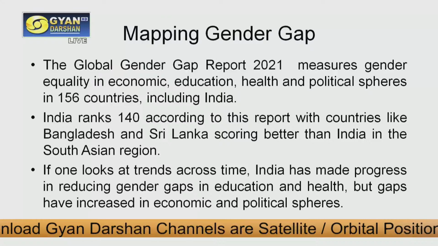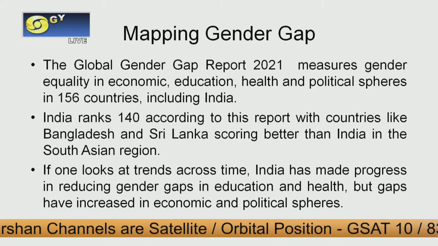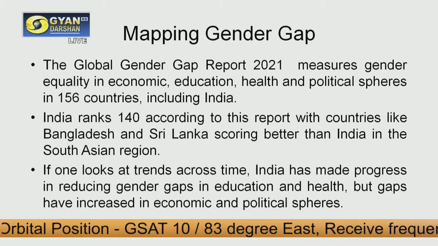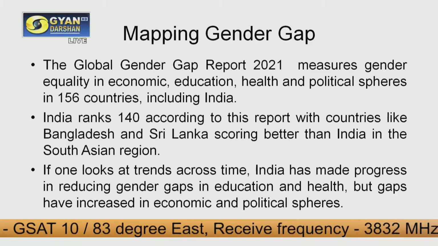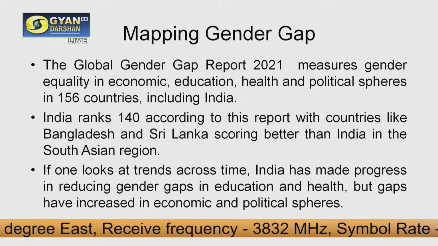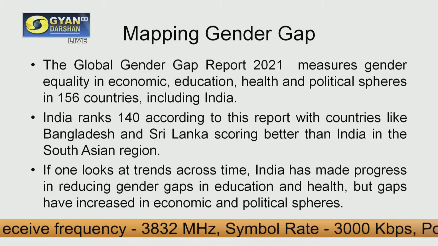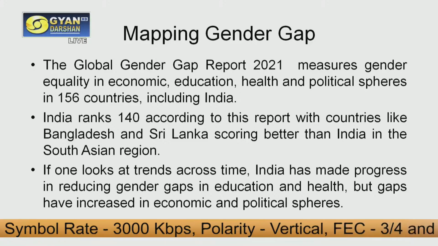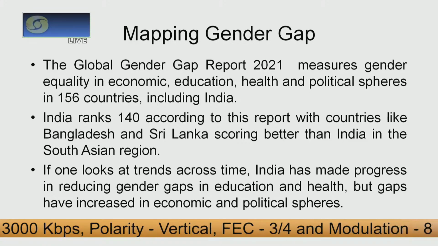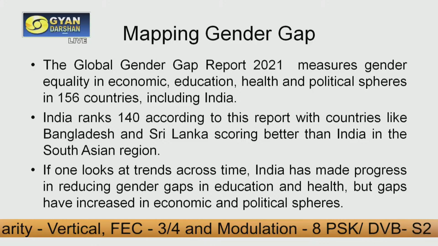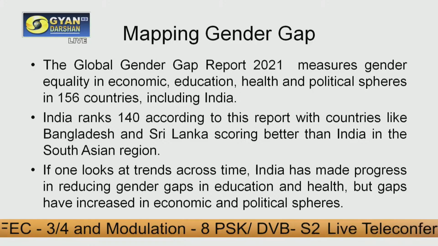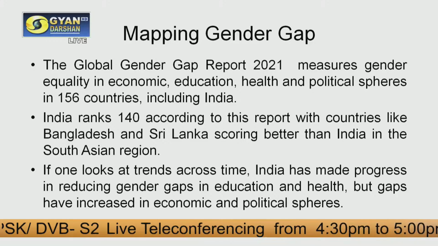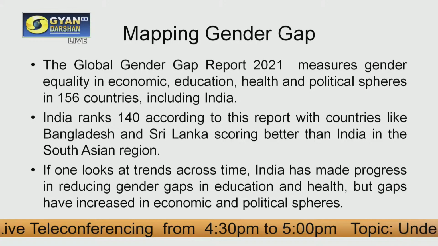So how do we map the existing gender gap? We can learn about the existing gender gap through the Global Gender Gap Report. Every year, there is a Global Gender Gap Report. The 2021 report specifically measures equality in economic, education, health and political spheres in 156 countries, which includes India also. As per the report, India ranks 140.